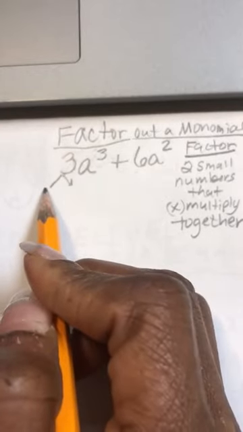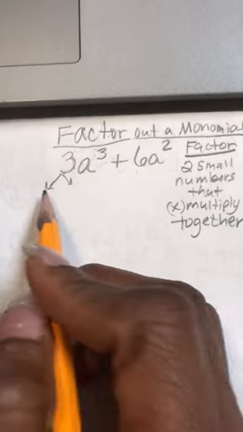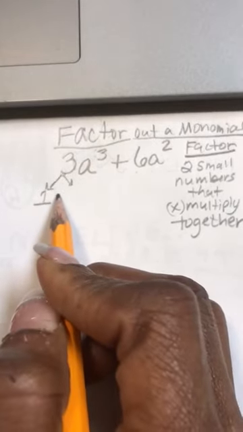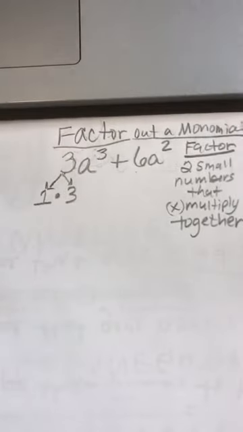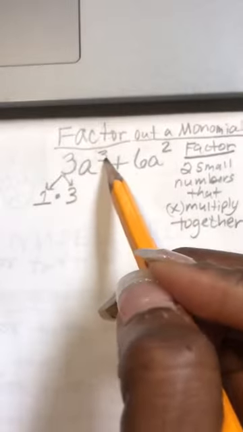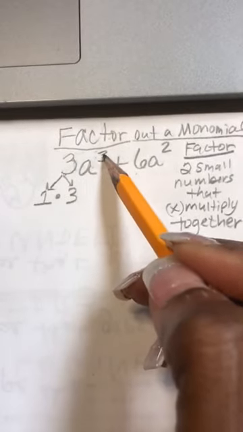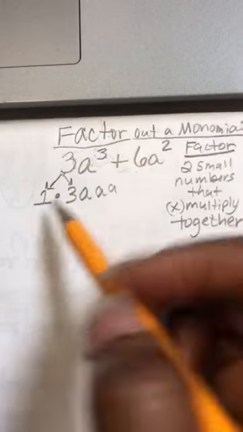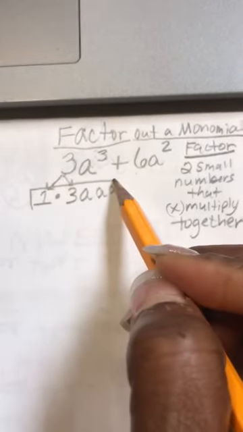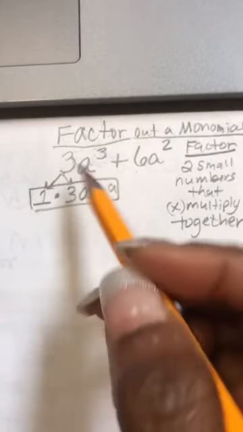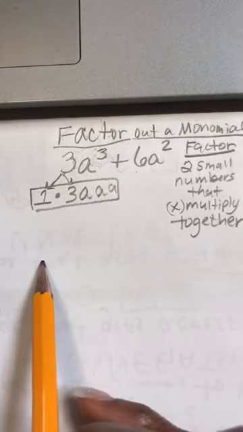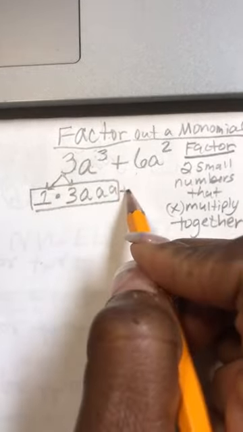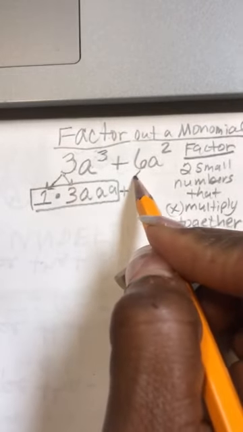What are the two small numbers that multiply together to equal 3? It's 1 times 3. A cubed means to write A 3 times. So I'm going to write A, and A. I'm going to put a box or a house. All right, so all of these numbers live in the same house. Then I have plus my factors of 6.